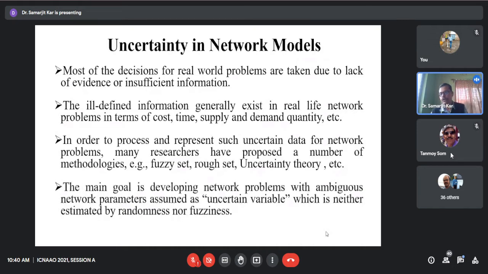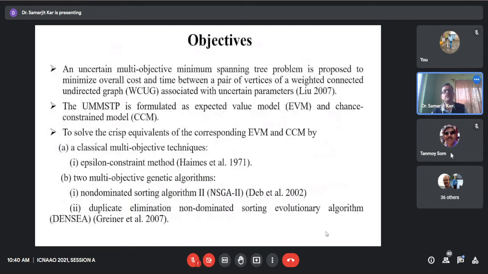So the main objectives of this model: here we consider an uncertain multi-objective minimal spanning tree problem, where we minimize the overall cost and time between the vertices of the weighted connected network. Basically, here we consider some data set from a transport company, which facilitates bus services in a city.